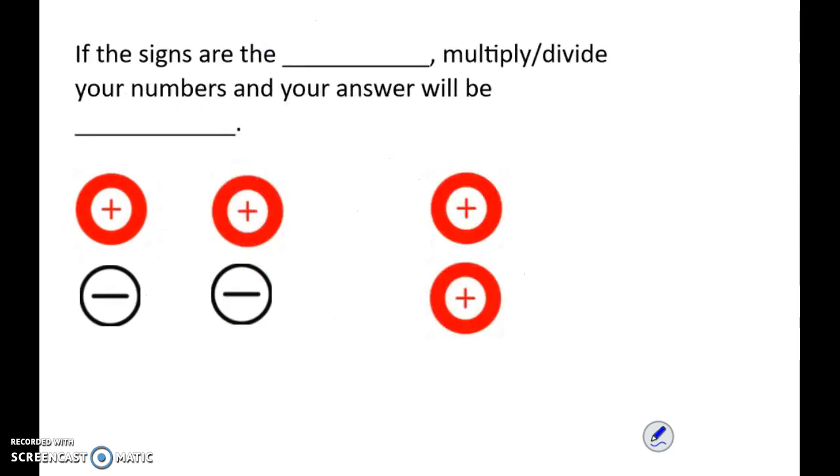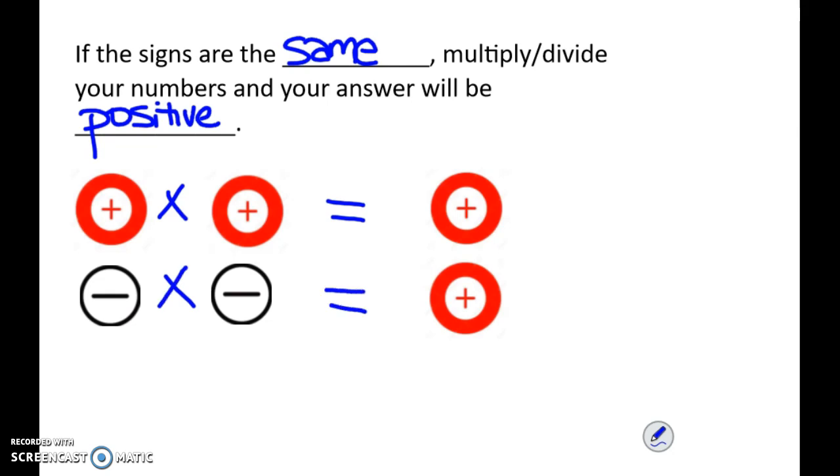Okay, the next scenario is if the signs of our numbers are the same. If the signs of our numbers are the same, we're going to multiply and divide our numbers, and your answer will always be positive. Okay? So if we have a positive number times a positive number, we've been doing this since elementary school, right? 5 times 5, positive 25. But now if we have a negative number times a negative number, the answer will be positive as well. So a negative 5 times a negative 5 will be a positive 25.